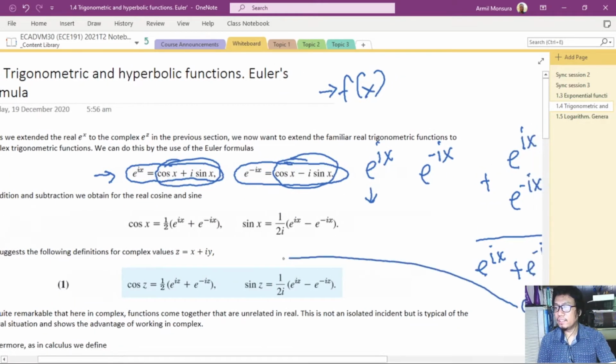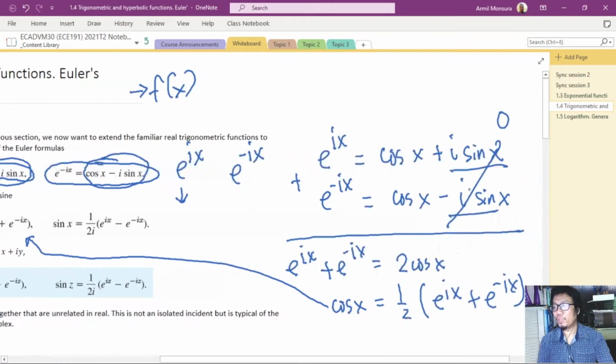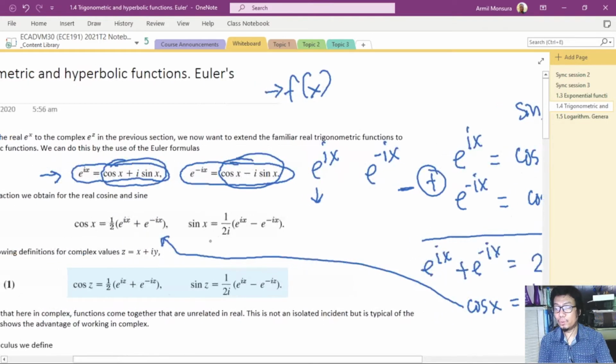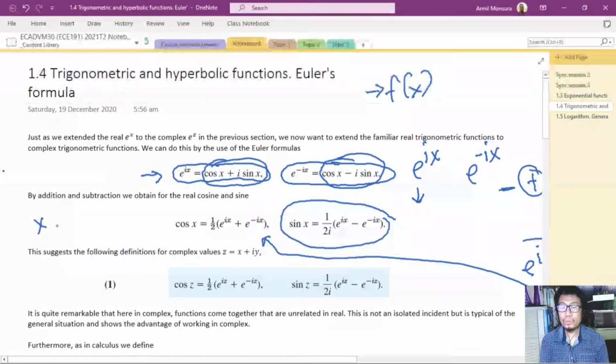Now, in the same manner, you start from these two equations, and then instead of adding them, you subtract them. What will be retained is the function sine of x, which, when we solve for sine of x, will give you this formula. Now, this assumes that x is a real valued number.